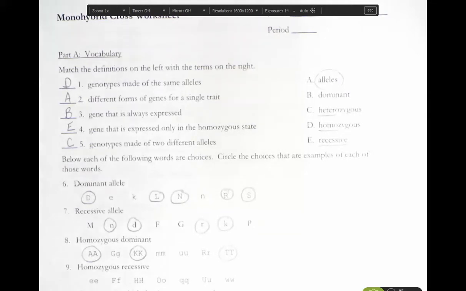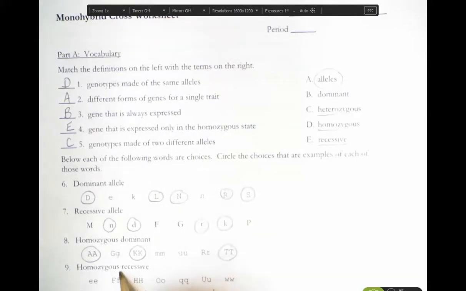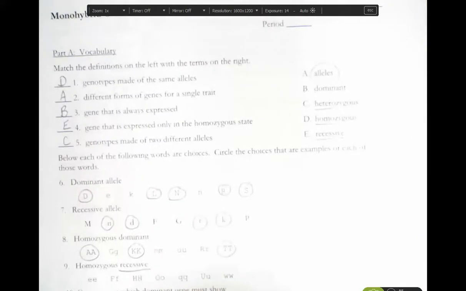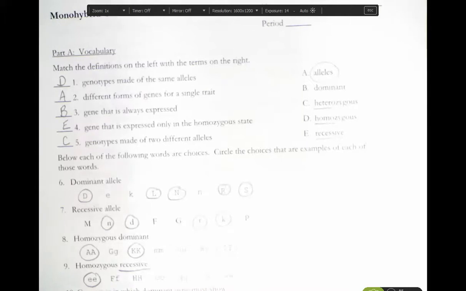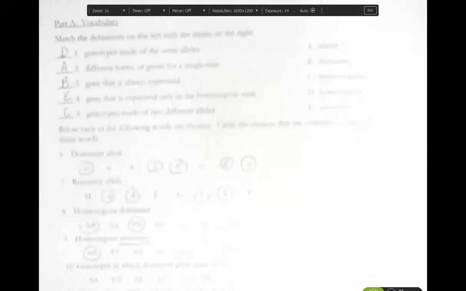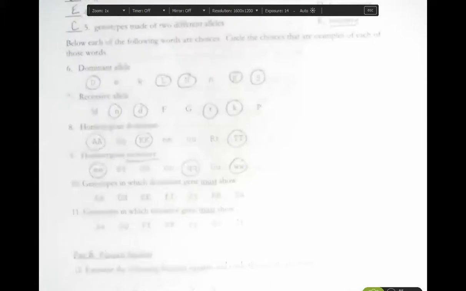Okay, homozygous recessive. So we're looking for the same, but we're looking for the recessive trait. How do we write a recessive trait again, or a recessive allele? We keep them lowercase. So we need to circle the lowercase homozygous ones. Lowercase e, lowercase e. Lowercase q, lowercase q. Lowercase w, lowercase w. All of those are homozygous recessive.